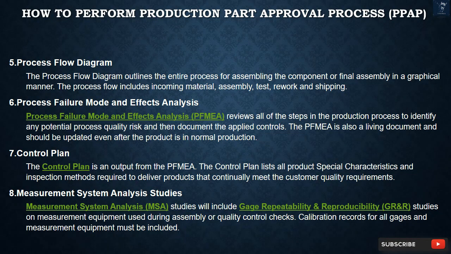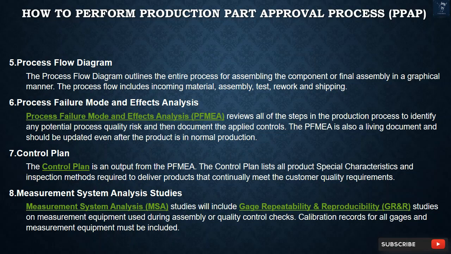6. Process failure mode and effects analysis. Process failure mode and effects analysis, FMEA, reviews all of the steps in the production process to identify any potential process quality risk and then document the applied controls. The FMEA is also a living document and should be updated even after the product is in normal production.